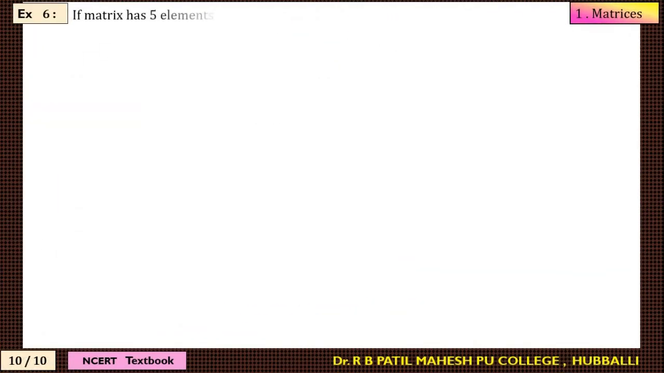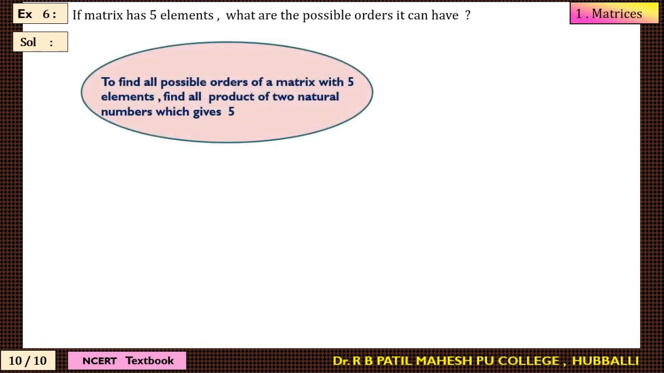If a matrix has 5 elements, what are the possible orders it can have? Here also we use the same method. Write the product of two natural numbers which gives 5 now. The possible orders are 1 into 5. That means with the help of 5 elements we can construct a matrix with 1 row and 5 columns, and 5 rows and 1 column. Only these two possibilities, because it is a prime number. I hope you understood, students.